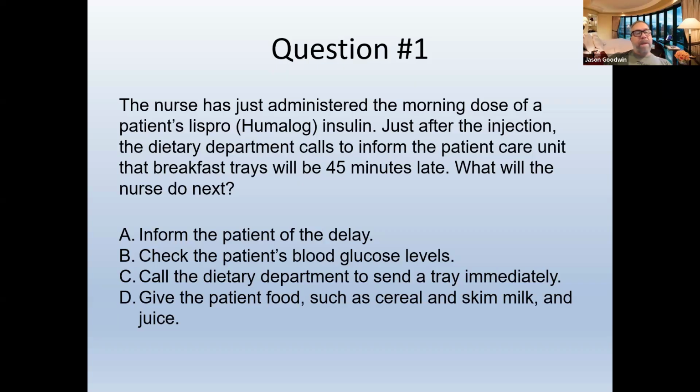Well, we can certainly inform the patient, but that's not going to do anything to help with this. We can check their blood glucose levels, but what we know is that they need some intake. We can call dietary to send a tray immediately. You can do that, but the best answer of these, Lispro's insulin onset is 15 minutes. So very quickly, the patient is going to have to eat a meal. Otherwise, they might be at risk for hypoglycemia. So we're going to give the patient some food, bite the bullet and just manage it as best we can after that, and hopefully do better the next meal.